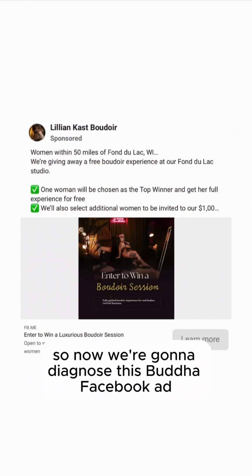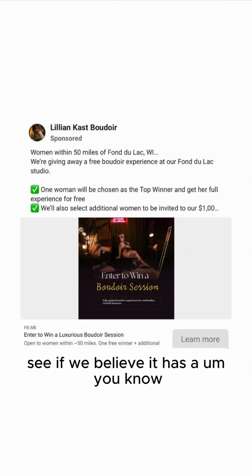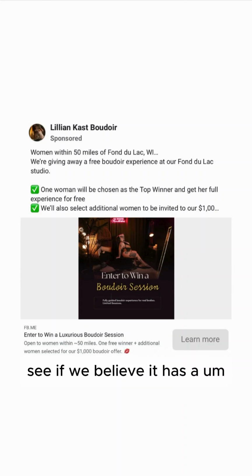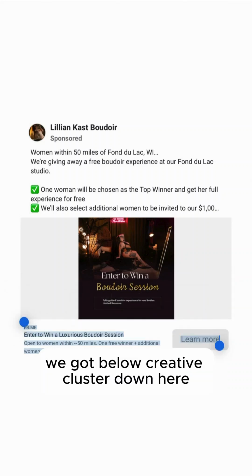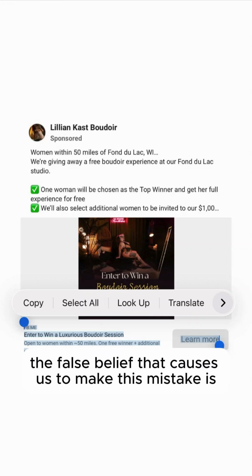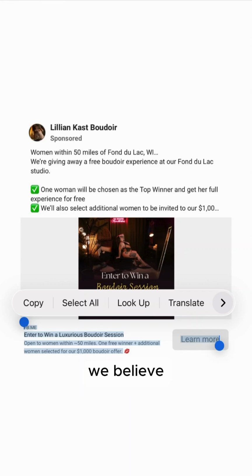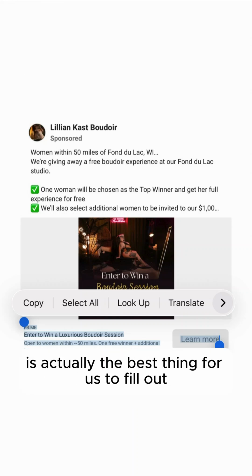So now we're gonna diagnose this Boudoir Facebook ad, see if we believe it has BLCS or not. So first thing we're looking at, we've got the below creative cluster down here. The below creative cluster mistake. The false belief that caused us to make this mistake is that we're trusting that what Facebook tells us we should fill out when setting up our ad is actually the best thing for us to fill out.